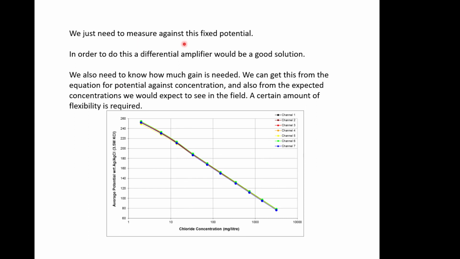So we just need to measure this fixed potential now. In order to do this, a differential amplifier would probably be a good idea. But we don't know how much gain is needed. We don't know how much signal comes out of this. We've got some idea. We know it's 59 millivolts per decade change.